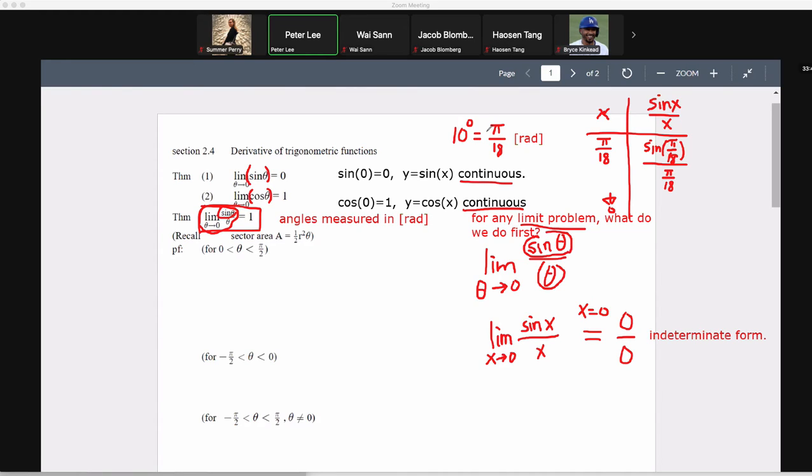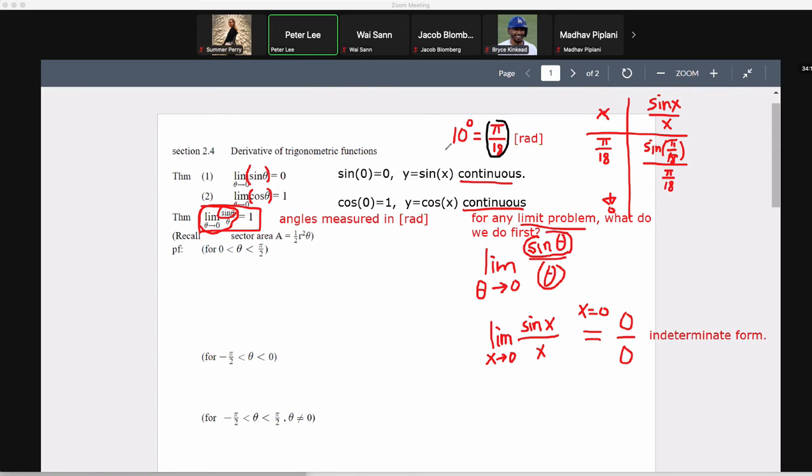Now note that when you plug in these values here, this pi over 18, what is the value of pi over 18? What is this numerically? Let me just use my own calculator here. What is pi over 18? Pi is about 3.1416, and then divide by 18. That will be about 0.1745.